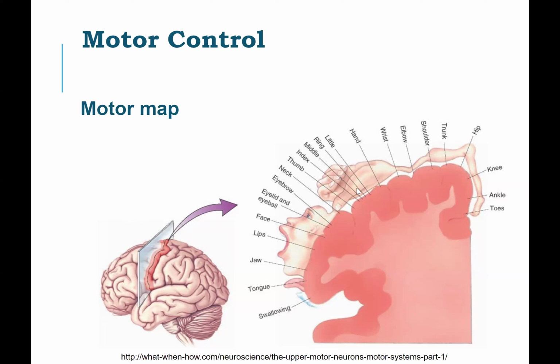You have the hand, you have the hips, and the face is overrepresented, as you can imagine, and hands are really, really overrepresented. Because we have really dexterous hands, right? And that's part of our evolution and civilization, having the opposable thumb and being able to hold tools and use tools. That's a big part of our evolution.